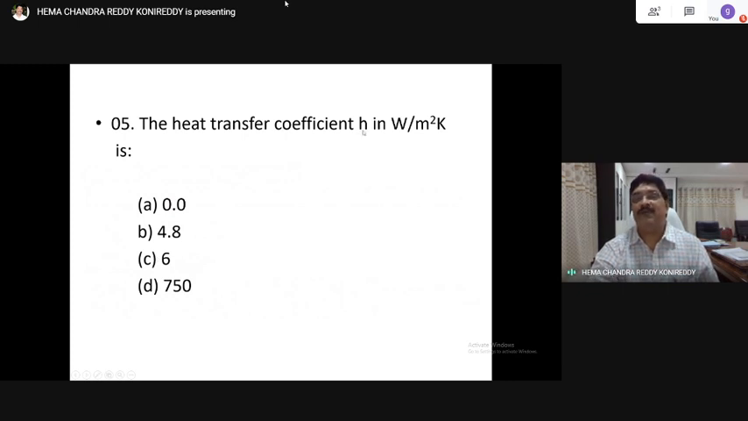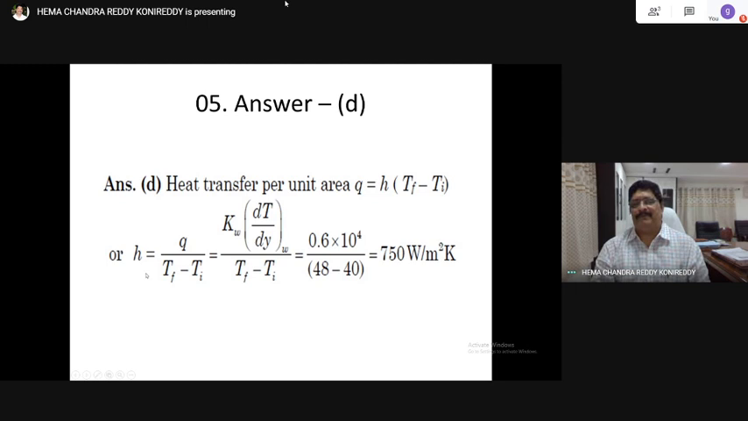The heat transfer coefficient H in watts per meter square Kelvin. This is what we said earlier too. At the wall surface, whatever conduction happens, the same convection also happens. So therefore, Q is equal to H into T infinity minus T i. The same is equal to K of water into dT by dy. A is common, same. So if I equate, you get 750 watts per meter square Kelvin.